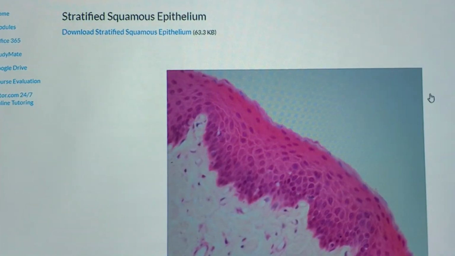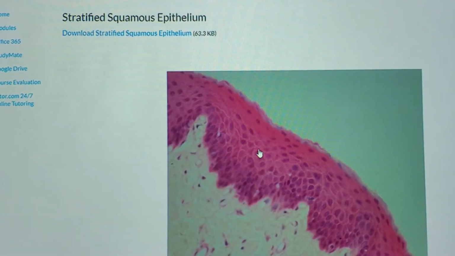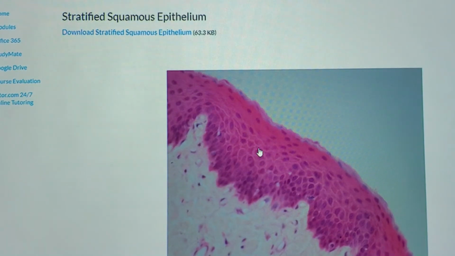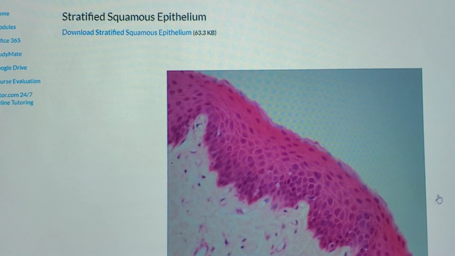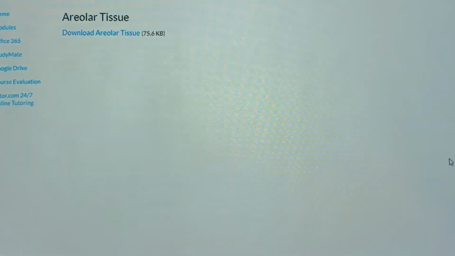Again, there's only one question I can ask. Identify the tissue at the pointer. Stratified squamous epithelium. That's it. So those are your 4 slides for the epithelial tissues, okay?